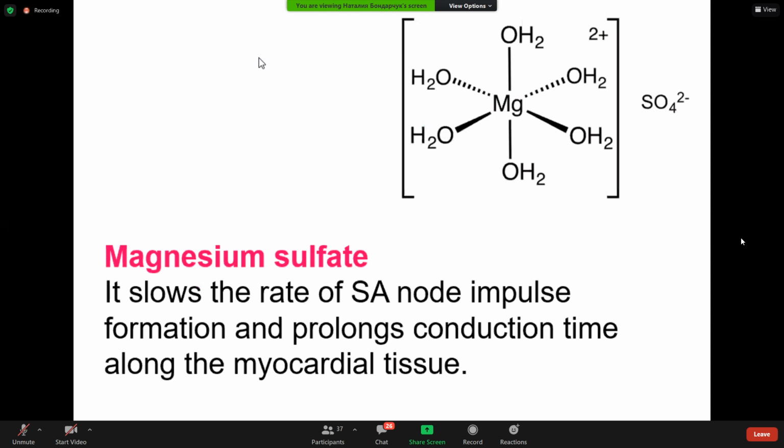Magnesium sulfate. On this diagram, you can see the chemical structure. According to its antiarrhythmic action, this drug slows the rate of sinoatrial node impulse formation, and also it prolongs conduction time along the myocardial tissue. I will remind you that in general, magnesium ions are antagonists of calcium ions.